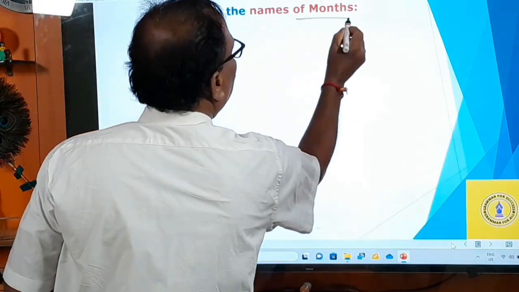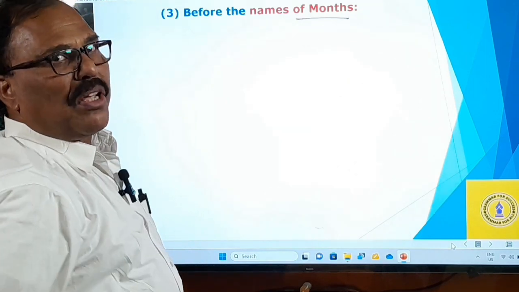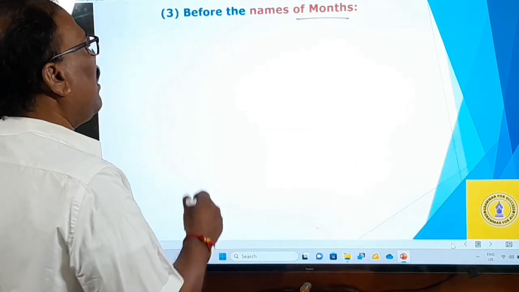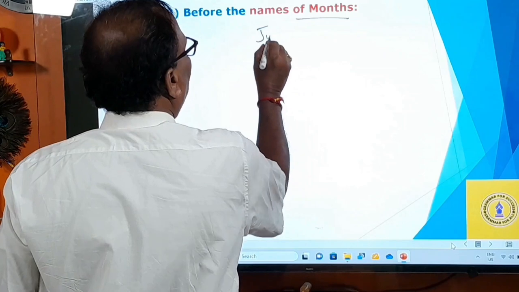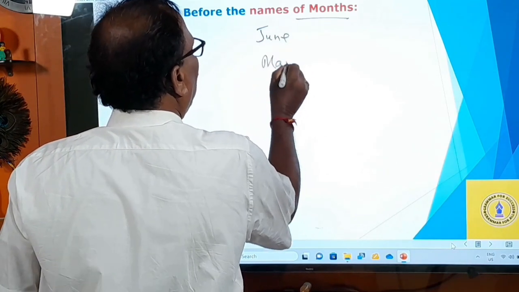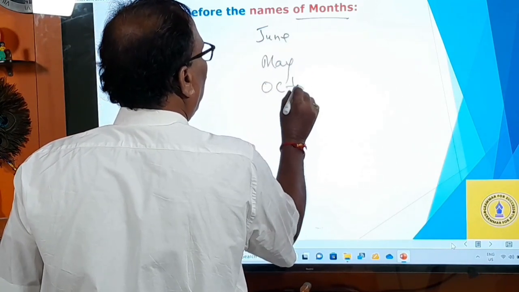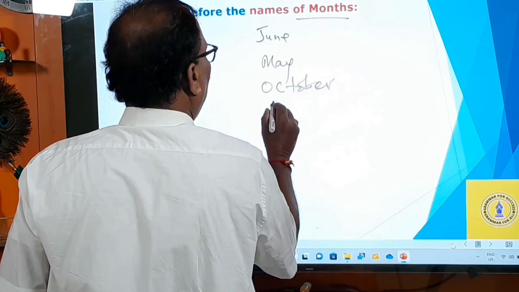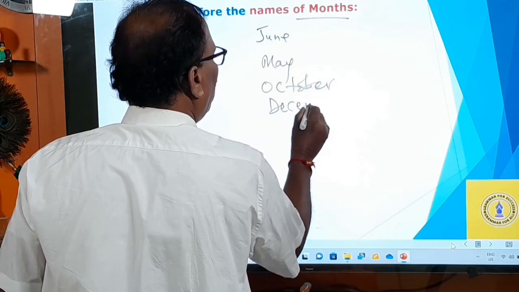Before the names of months, we should not use any article. You know the names of months. For example, June is there, May is there, August, October is there. And December is there. You just take the example of these months.